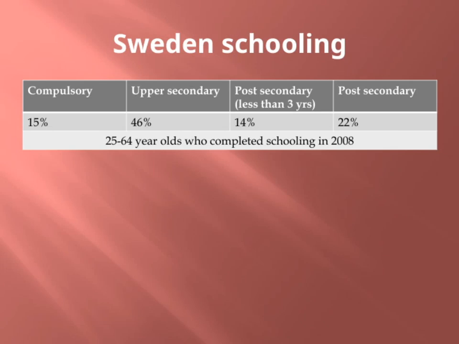Now, looking at this table, we can see the breakdown of schooling levels among 25 to 64-year-olds who completed their education in 2008. Starting with compulsory education, which is the foundation, about 15% of this age group fall into this category. Moving up, nearly half, or 46%, completed their upper secondary schooling. That's a significant portion and shows a strong foundation in more advanced secondary education. Then we have post-secondary education that lasts less than 3 years, accounting for around 14%. This could include shorter tertiary programs or vocational training. Finally, about 22% pursued post-secondary education beyond 3 years, which might be university degrees or similar qualifications.